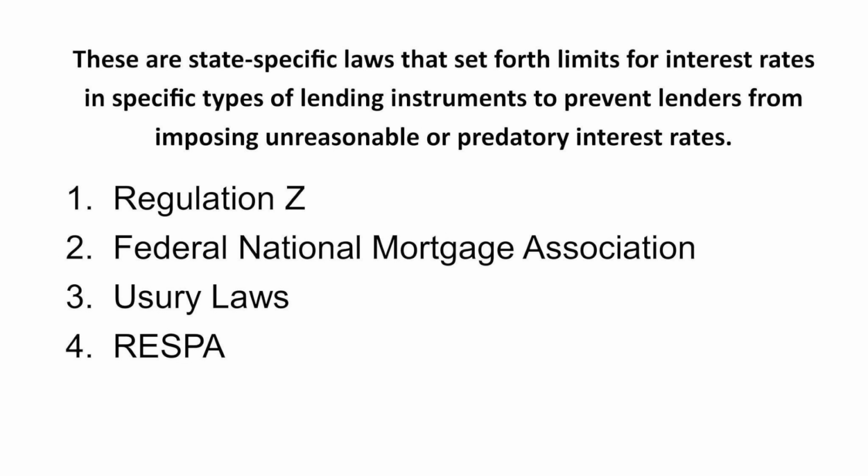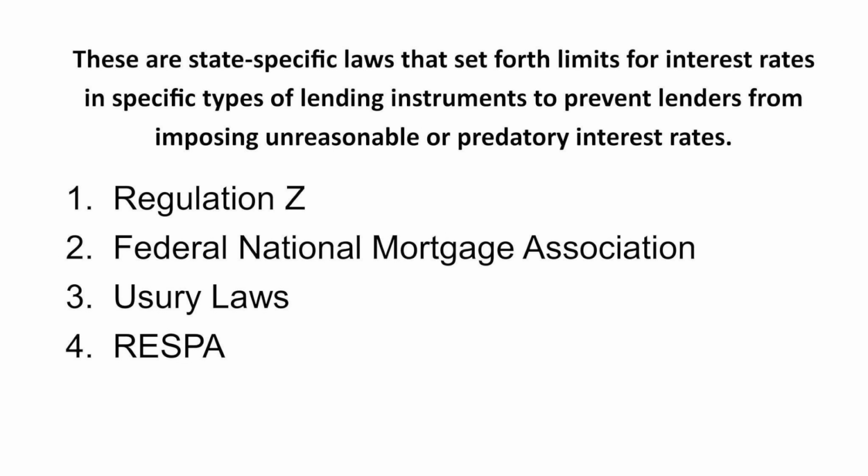These are state-specific laws that set forth limits for interest rates in specific types of lending instruments to prevent lenders from imposing unreasonable or predatory interest rates. Number 1, Regulation Z. Number 2, the Federal National Mortgage Association. Number 3, usury laws. Or number 4, RESPA.